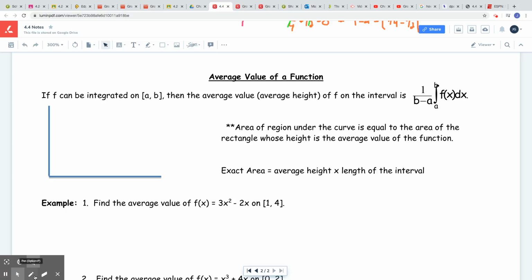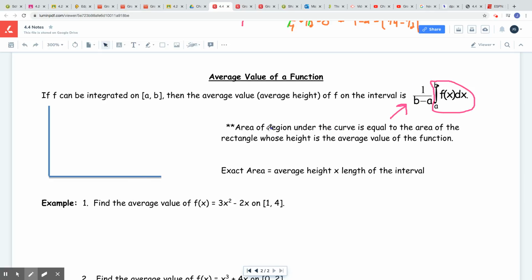Now, this is what you really need to know. This is what we just did, so we are going to do exactly what we just did. The only difference is this: to find the average value, once you find your answer, you're going to multiply it by 1 over b minus a, where b is the top number and a is the bottom number. A is where you start the interval, b is where you end.